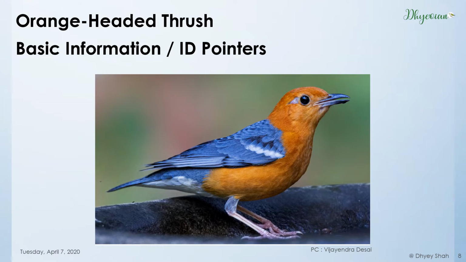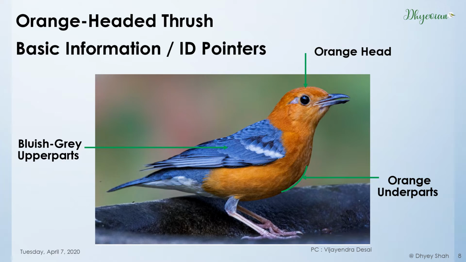So here is a photo of an orange-headed thrush. We have 4 basic pointers. They are orange head, orange underparts, bluish gray upper parts. These upper parts should be blue or gray, or they can be a mixture of both, and a white vent.